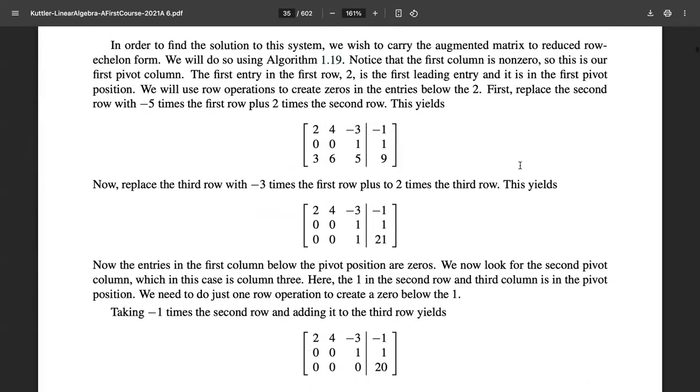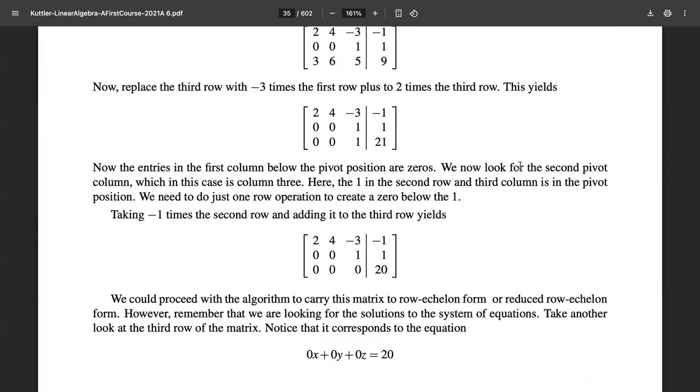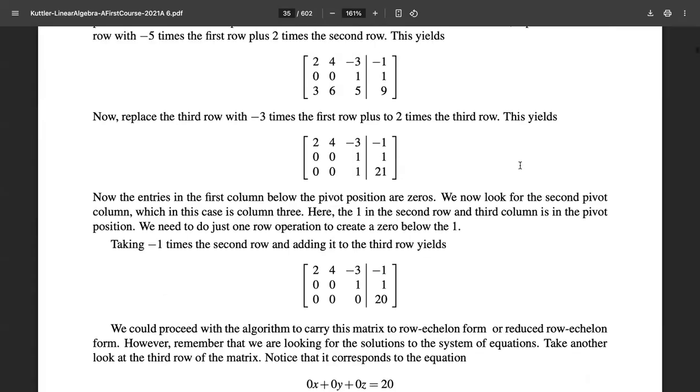So now we look for the second pivot column. In this case, my leading entry for my second row is in the third column, right? It's not in the second column. So my third column is going to be my pivot column. Oops, sorry about that. Yeah, my third column is going to be my pivot column.